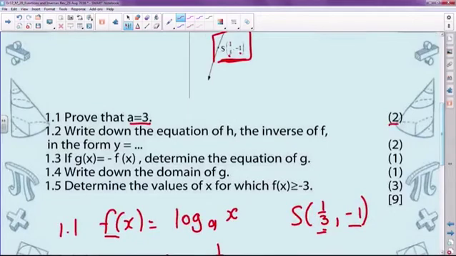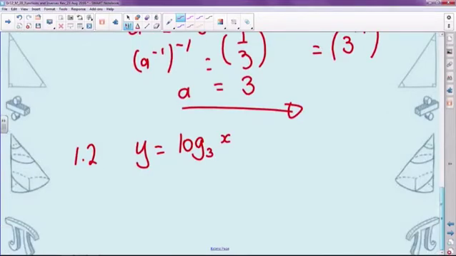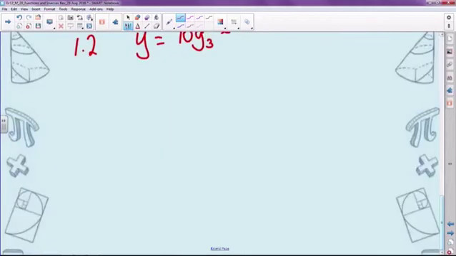Okay, the next one says, write down the equation of h, the inverse of f, in the form y is equal to. So remember, you were given a log graph. Therefore, the inverse graph should be exponential. Let's go through how we would rewrite this. So we know that our log graph is given by y is equal to log base 3 of x. So in order to work out the inverse, remember what you do.